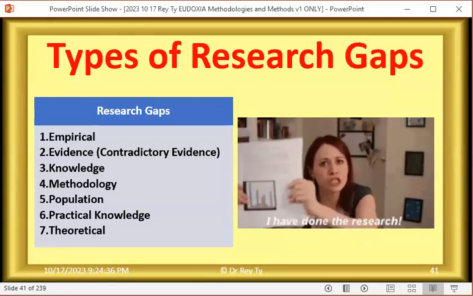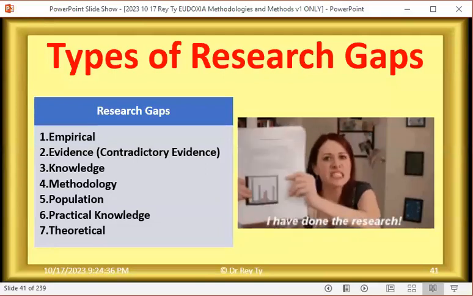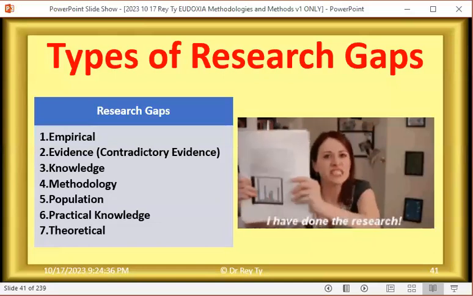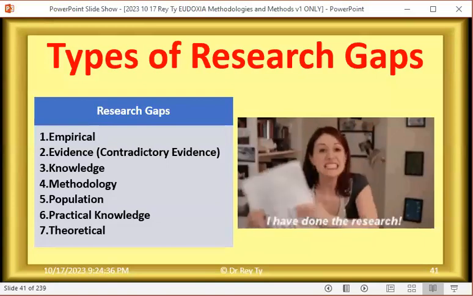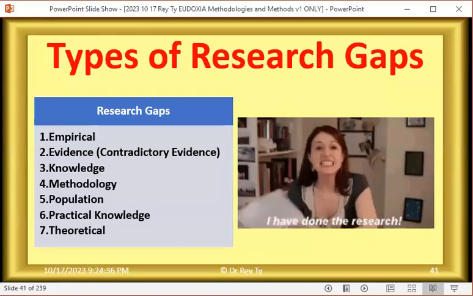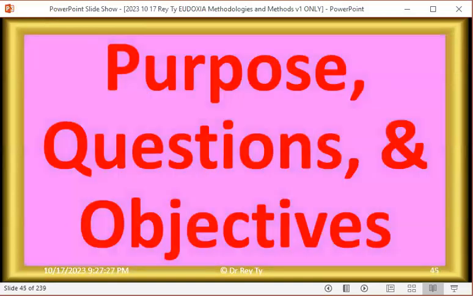And theoretical knowledge is, for example, one theory says that economic income leads to democracy. Another theory says democracy leads to economic growth. So you want to check which is the cause and which is the effect. Okay. So these are the things you have to look at in research gaps, 7 of them.